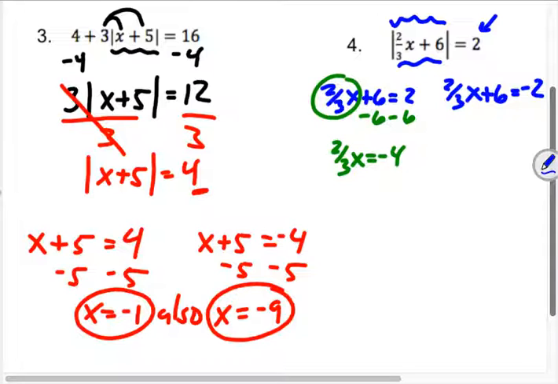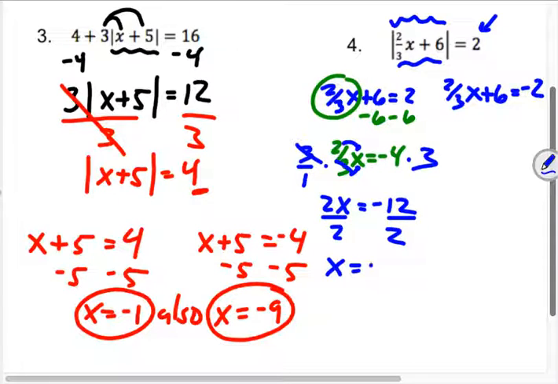You're multiplying by 2 basically, and you're dividing x by 3. So I'd multiply both sides by 3/1 or just 3. That'll cancel out this 3, and you're left with 2x equals negative 12. Divide both sides by 2. X equals negative 6. There's one of my answers.